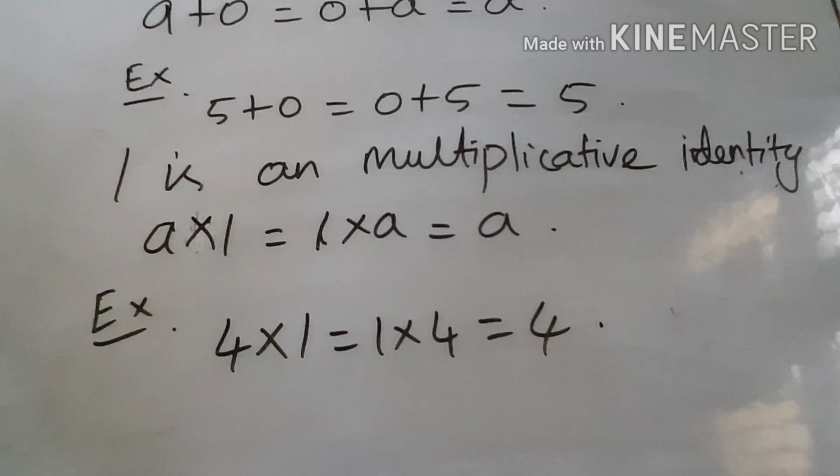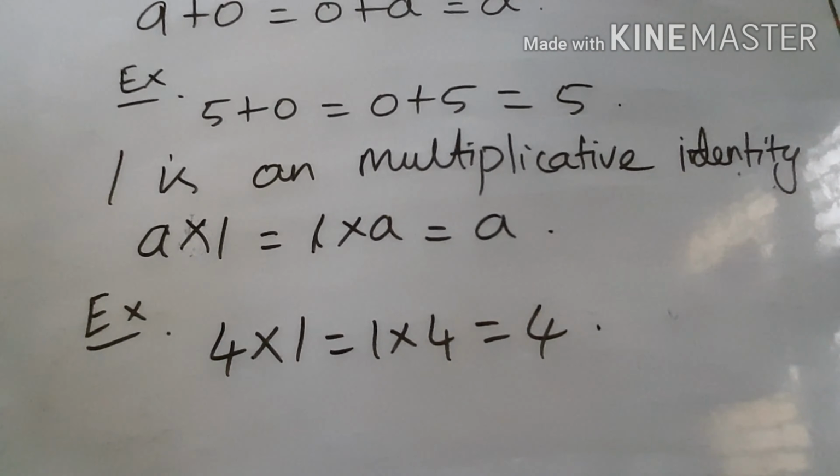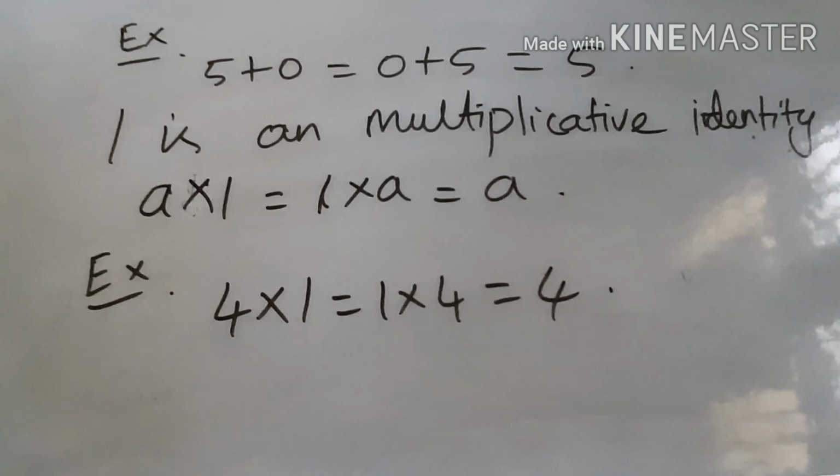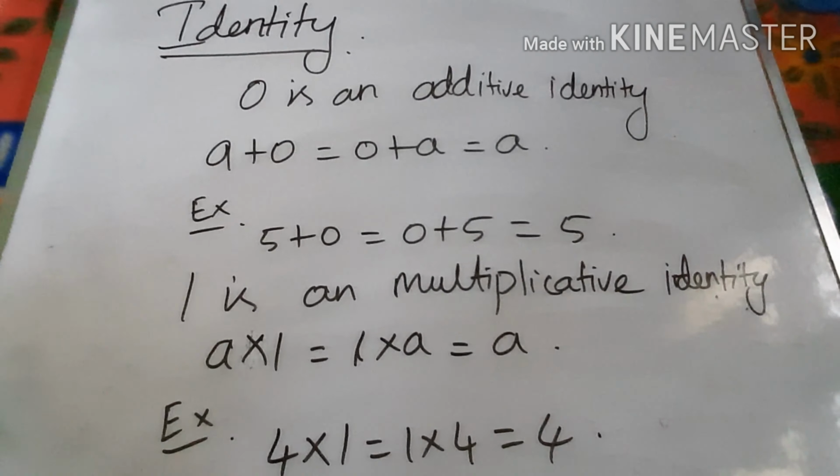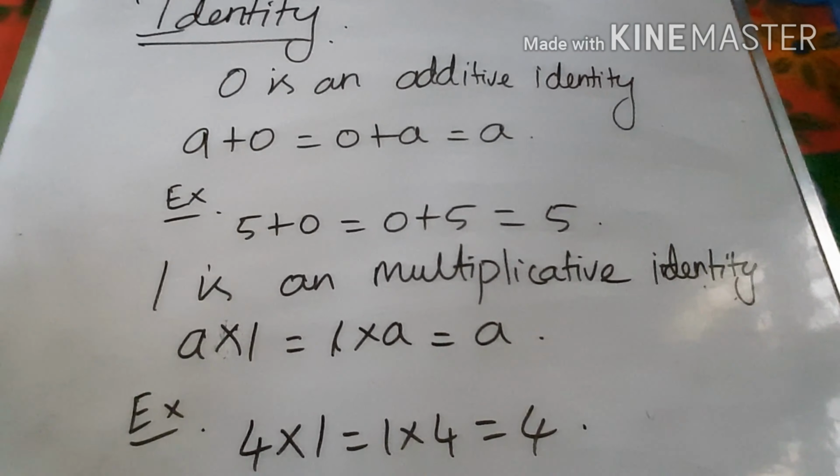There is no identity for subtraction as well as division. We only have the additive identity and the multiplicative identity.